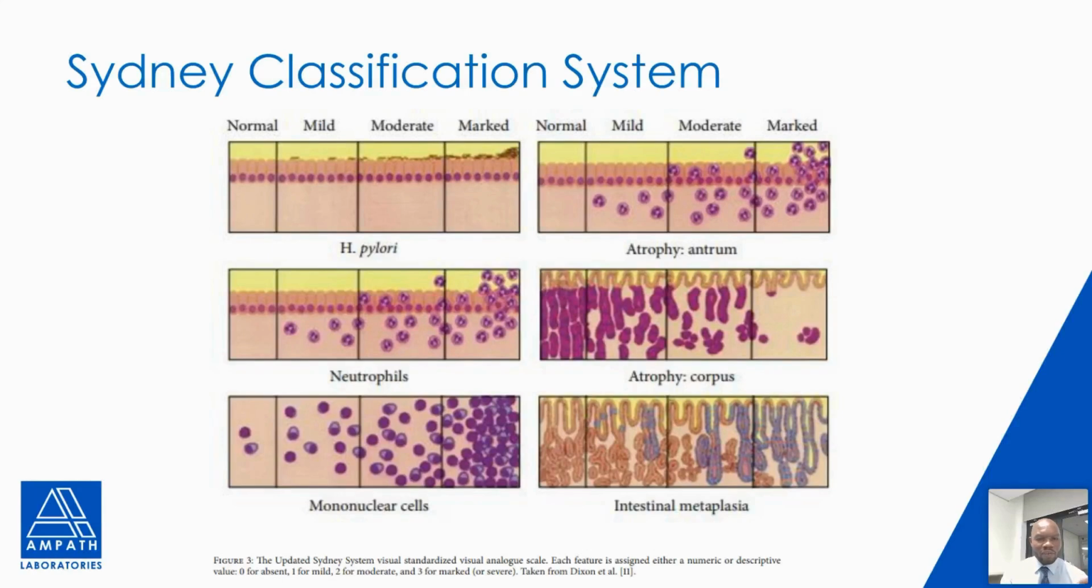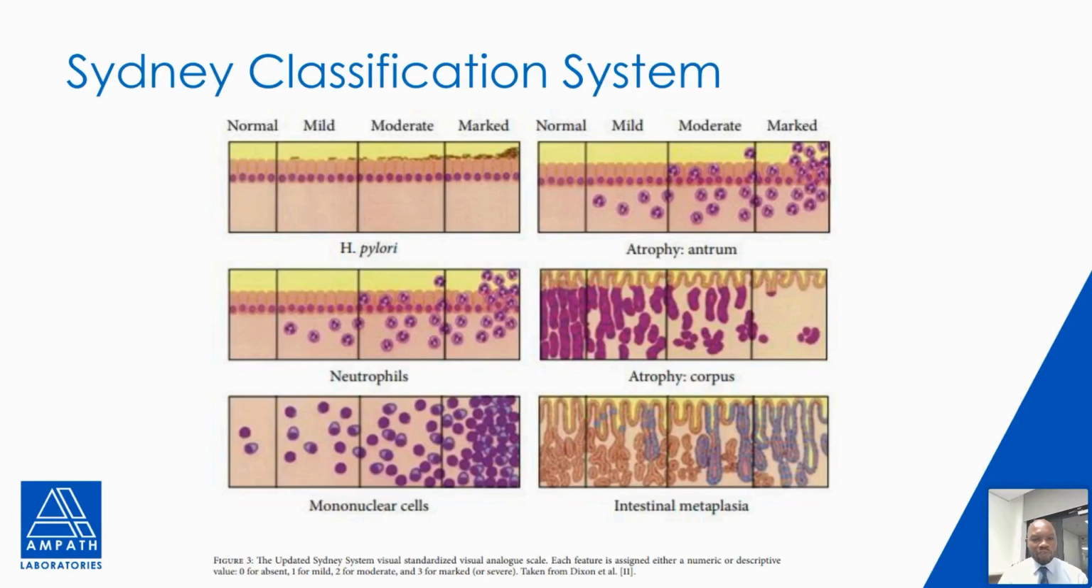We grade the level of disease activity, where activity is defined by the presence of neutrophils in the lamina propria, as well as in the crypts, and in the epithelium. So it doesn't matter where those neutrophils are occurring, as long as we are seeing them there, then that will constitute activity. And then the chronicity is defined by the presence of the mononuclear inflammatory cells, which will be the lymphocytes, the plasma cells. You can even have histiocytes as well.